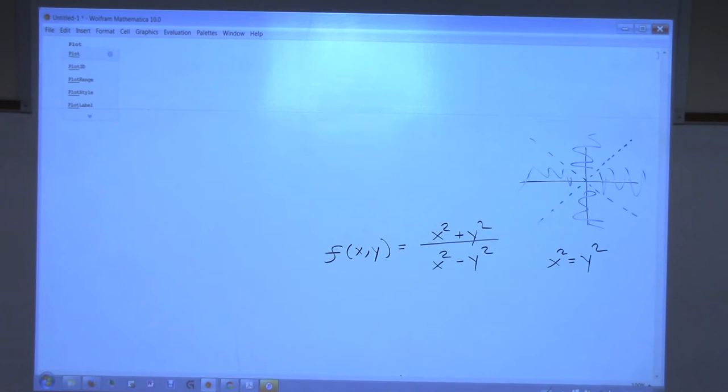Plot 3D, what was it, x squared plus y squared over x squared minus y squared. I'll go negative 4.